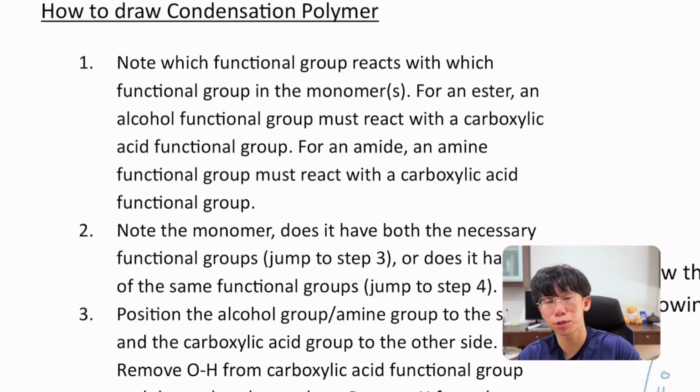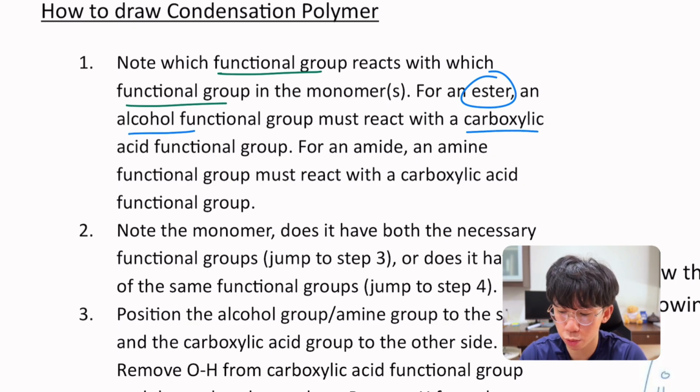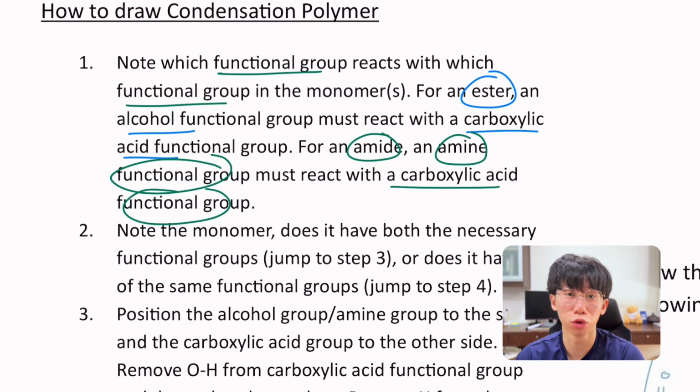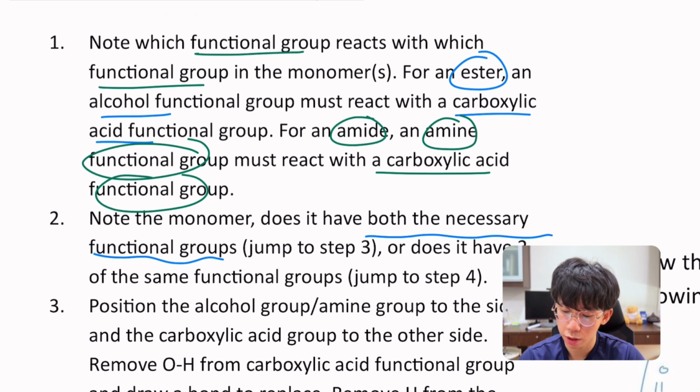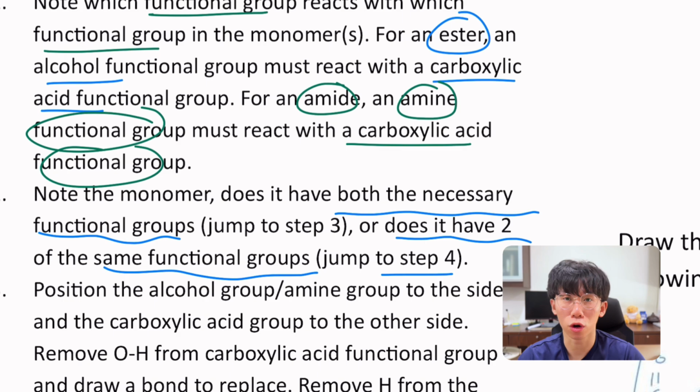Let's move on to the steps on how to draw your condensation polymer. First, you have to note which functional group is reacting with which functional group in the monomers. For an ester, you need to know that there's an alcohol functional group that should react with a carboxylic acid group. If it's an amide, you should know that amine functional group is reacting with a carboxylic acid functional group. Next, you need to note what the monomer has. Does the monomer have both the necessary functional groups? If it is, you just jump to step 3. Or if it has two of the same functional groups, you should jump to step 4.